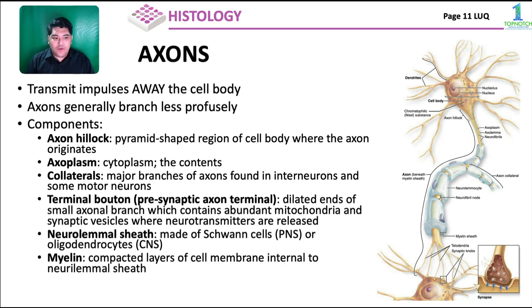And then you have your neurolemmal sheath. Now in the peripheral nervous system, it is your Schwann cells. And in the central nervous system, it is your oligodendrocytes. And then you have your myelin. It is a compacted layer of cell membrane internal to your neurolemmal sheath. Alright, so important here, tandaan natin Schwann cells, S sa labas, oligodendrocyte, CNS sa loob, oligo, loob.